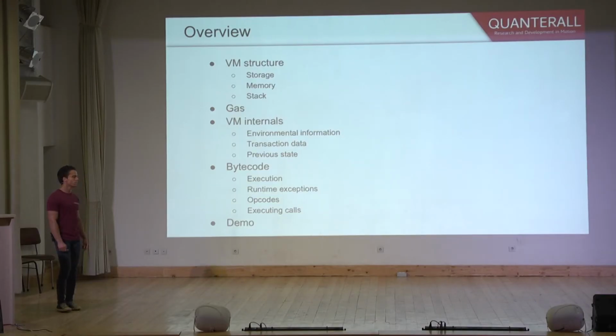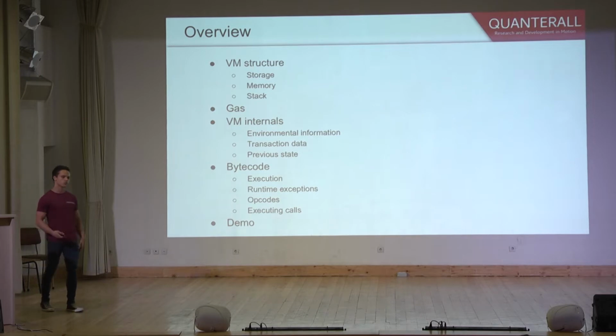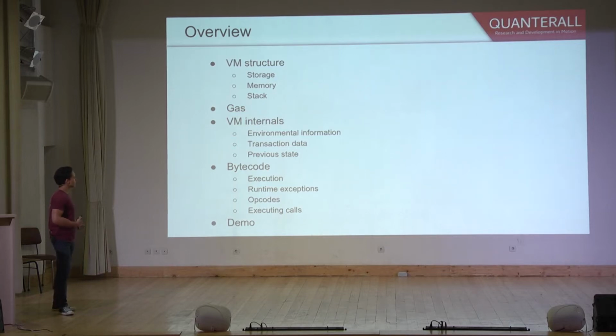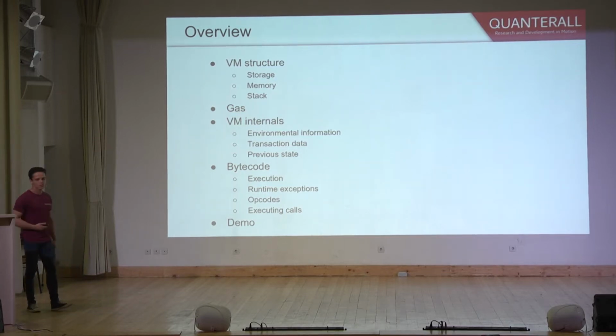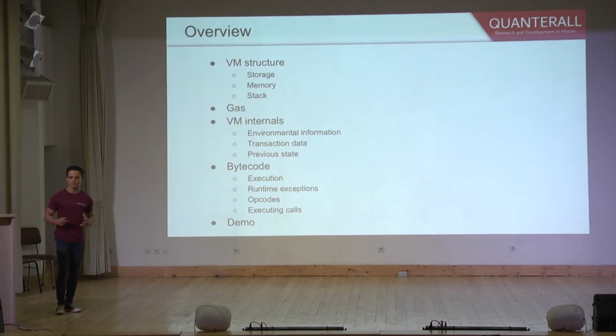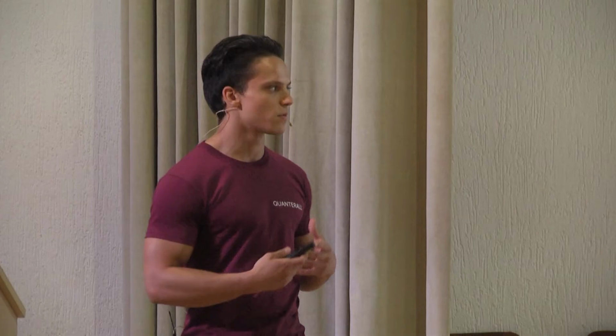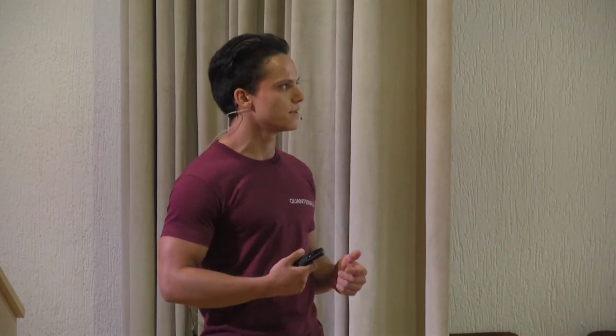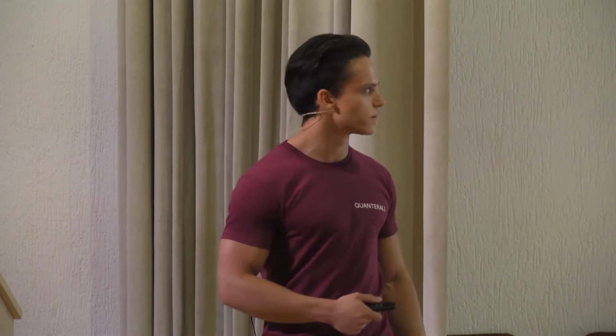I'm going to talk about the virtual machine itself and what modules it uses to operate. There are basically several types of memories: the stack, the memory, and the storage. Next, I'm going to talk about what limits the execution and how we provide payment for the execution. That is the gas parameter. Next are the virtual machine internals, which are generally the outside data that the virtual machine receives when it is being initialized. That is information about the environment in which it is executed, information about a transaction that contains the executable code, and information about the previous world state.